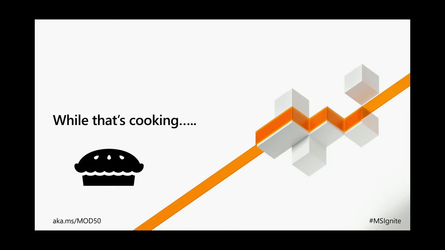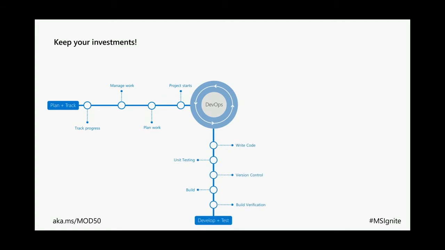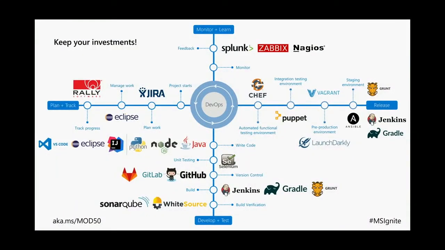Okay. So while that's cooking, I want to talk about keeping your investments. Some of you might be using third-party tools. As I mentioned before, we've got plan and track, develop and test, release, and monitor and learn. There are a lot of different products that support these facilities that Microsoft doesn't build. However, we work with all of these people so that we actually have integration with them. And I'm going to show you some of the integration we've done with Jenkins as well.